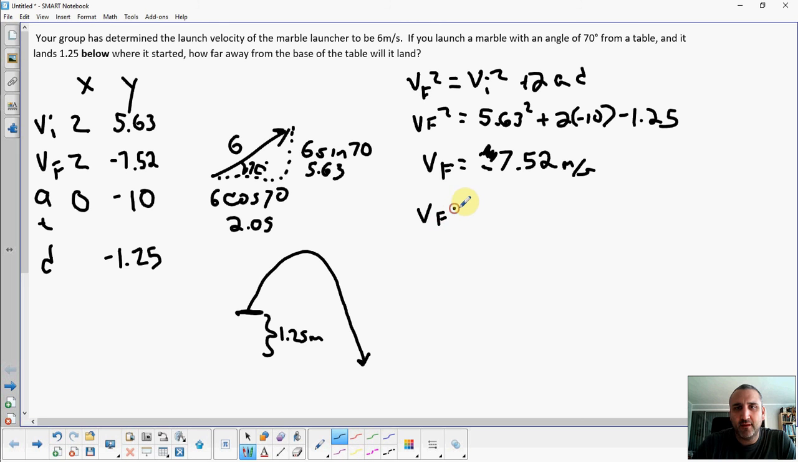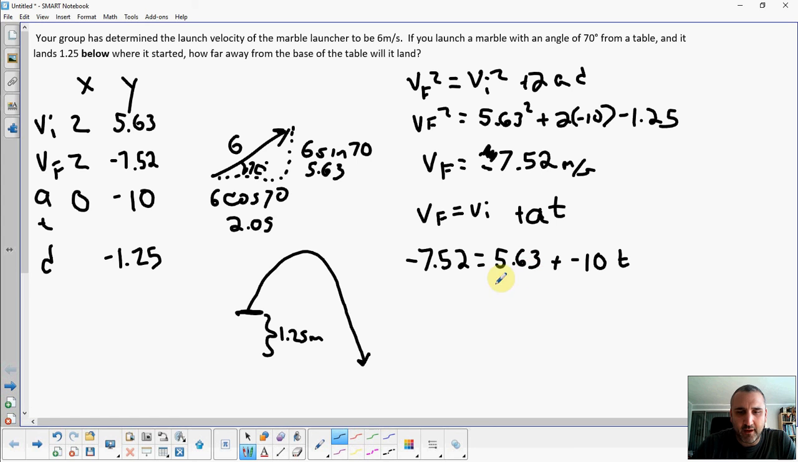So we'll do VF equals VI plus AT. VF is negative 7.52 meters per second. VI in the Y will be 5.63 meters per second plus negative 10 times T. And solving for T, we should end up with time equals 1.315 seconds. So that can go here, 1.315 seconds.